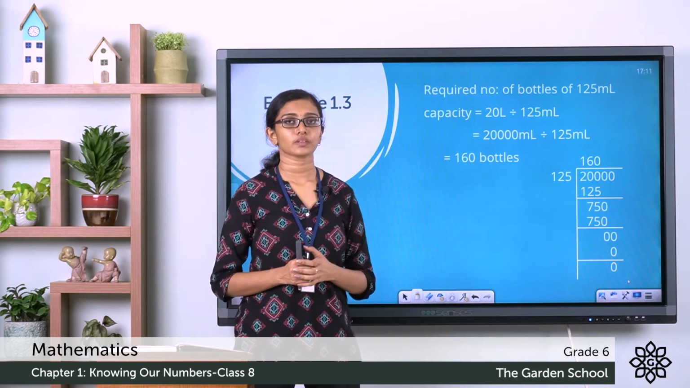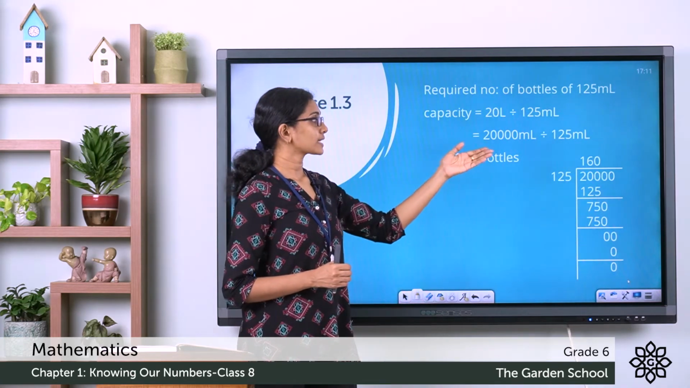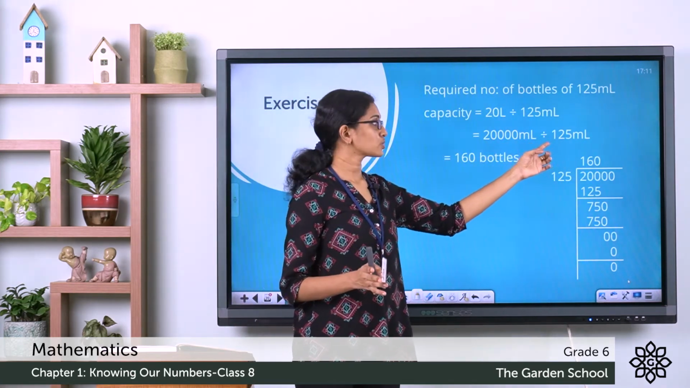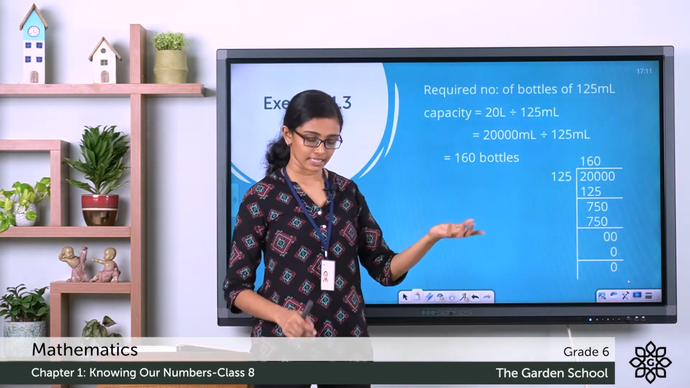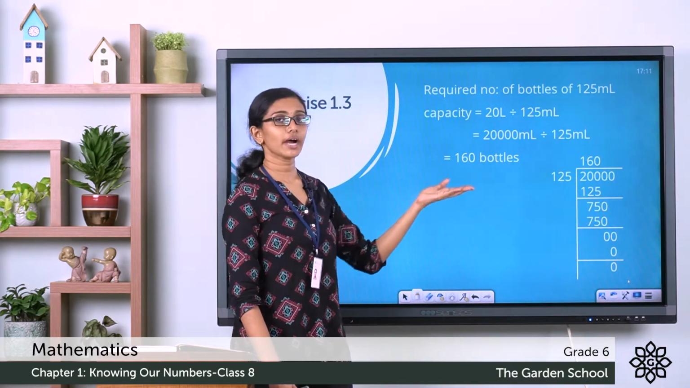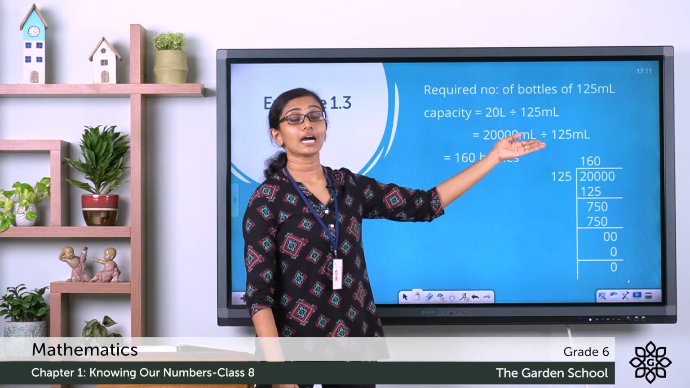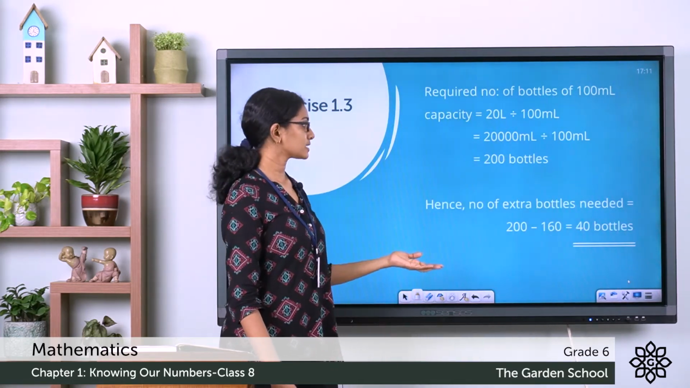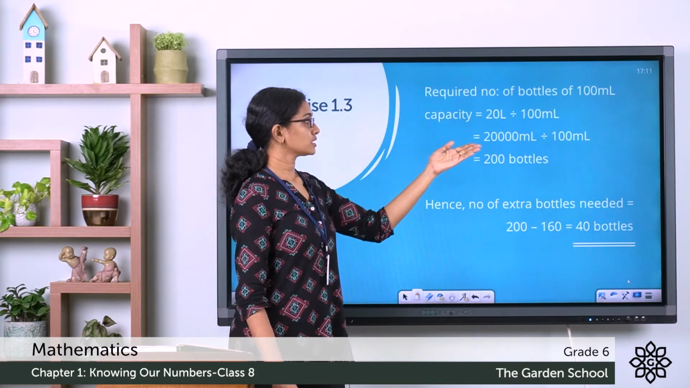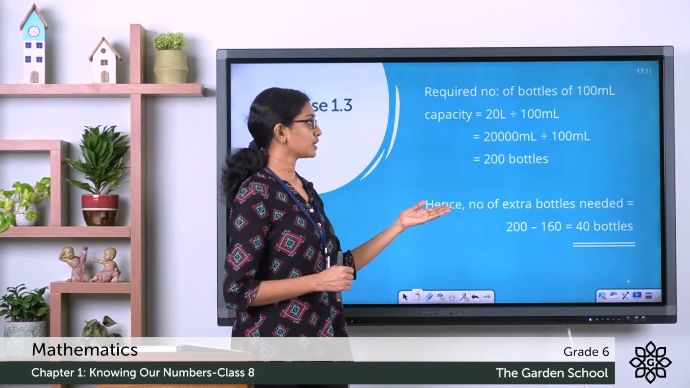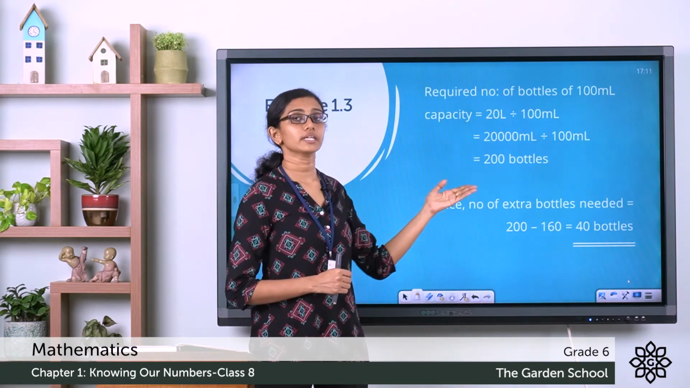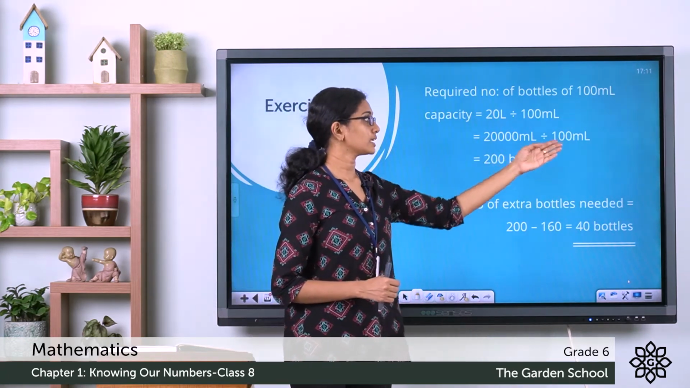of syrup. So, what would be the case if they change their plans to change this bottle to one of 100 milliliter capacity? Let us see. For that, we need to divide the total quantity by 100 milliliter. So, that is 20,000 milliliter divided by 100 milliliter, which is equal to 200. That is 200 bottles of 100 milliliter capacity.